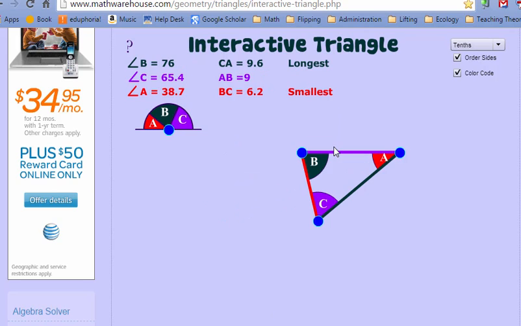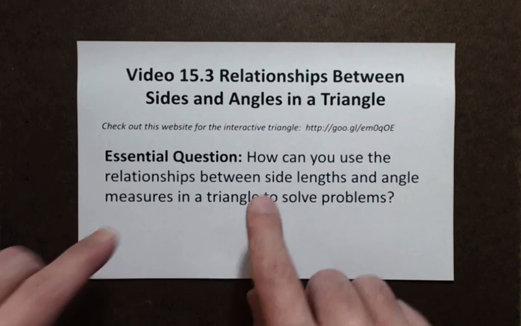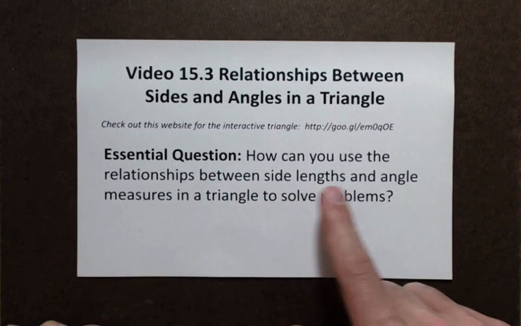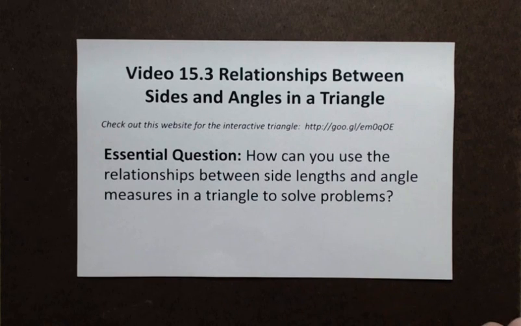So play around with the app, use it. Notice how when the angle changes, the side opposite it also changes. That's what today's lesson is all about. So the essential question is, how can you use the relationships between the side lengths and angle measures in a triangle to solve problems?